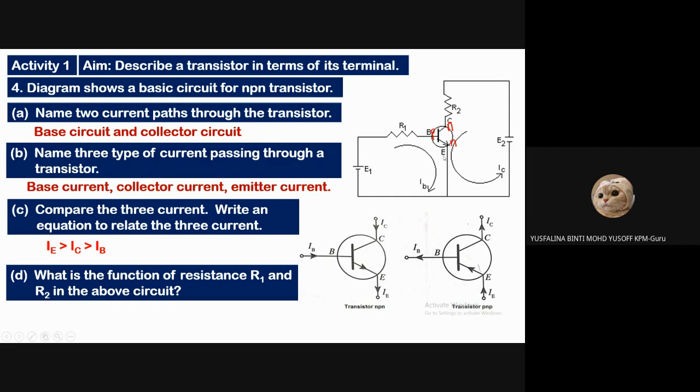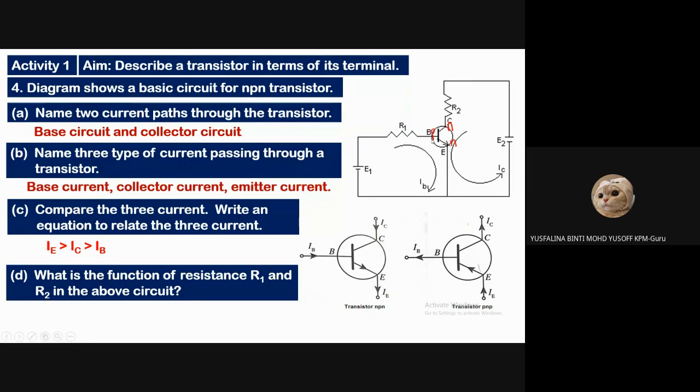Why is IE the biggest? Because the emitter emits the charge carrier, so of course it will have the higher current. The collector just collects the charge that is received. It only receives the charge carrier, but the base is the smallest one.